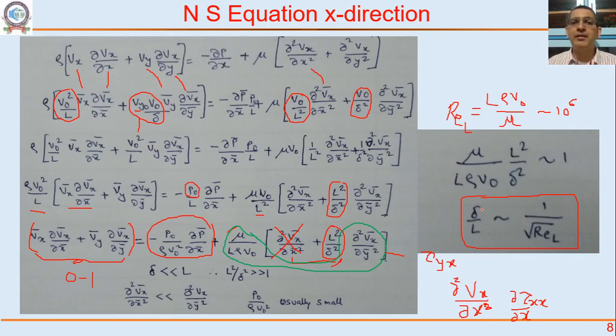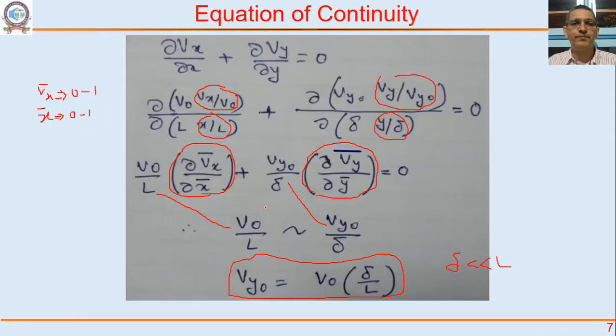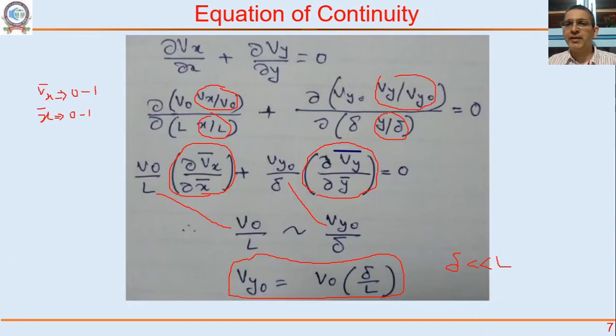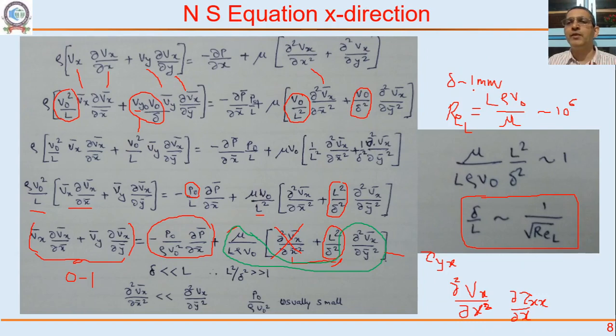Look at the result. What it means, delta is 1 millimeter, without solving anything, just by looking at the Navier-Stokes equation and scaling the variables. We have been able to say that delta is of the order of 1 millimeter for this particular case. Of course, in general, delta by L is proportional to square root 1 by REL.